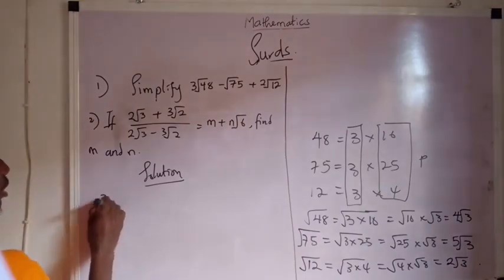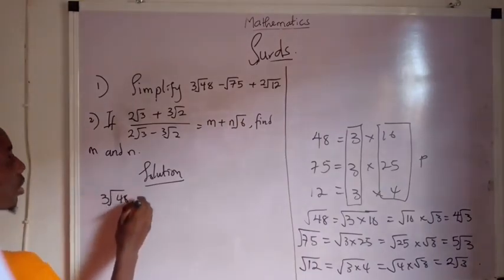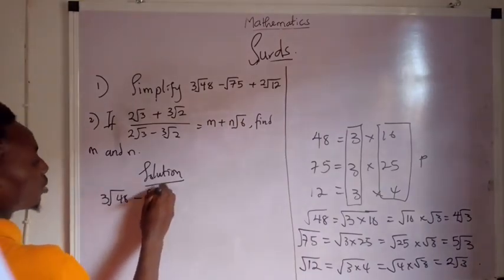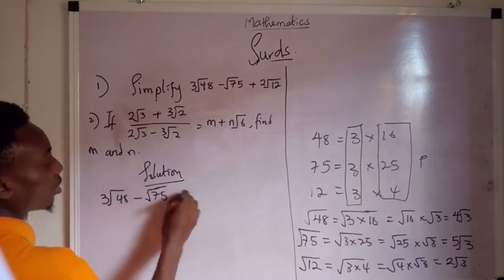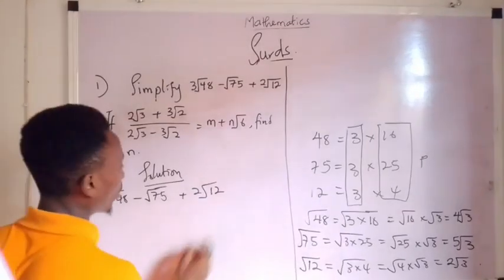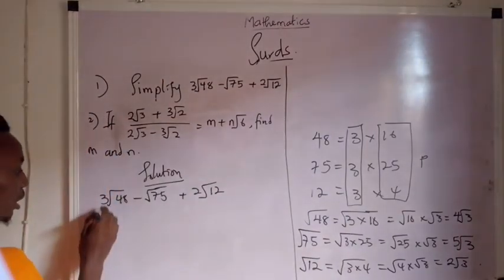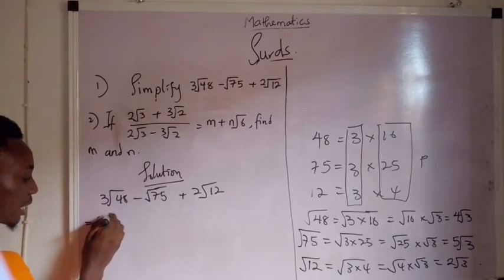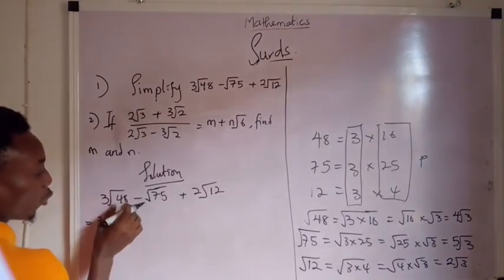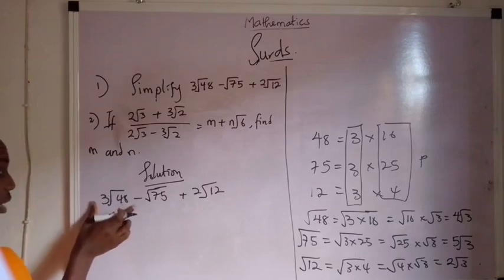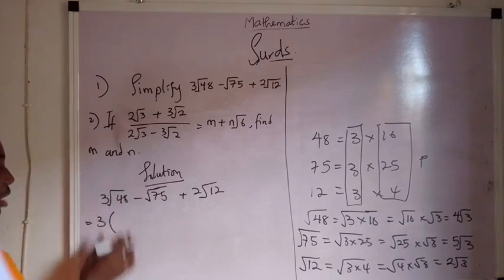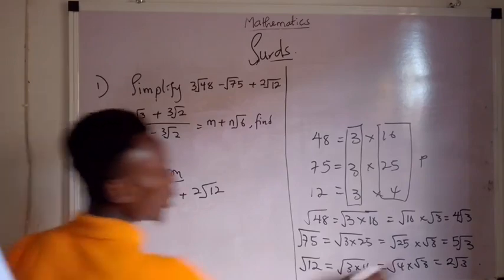Replace this here now. You have what? 3 root 48 minus root 75 plus 2 root 12 would actually give us what? Now, this 3 is outside. You write it like this, times what? Root 48 here now, because this here is actually what? 3 times root 48, right? Now, root 48 has been replaced with what? 4 root 3.